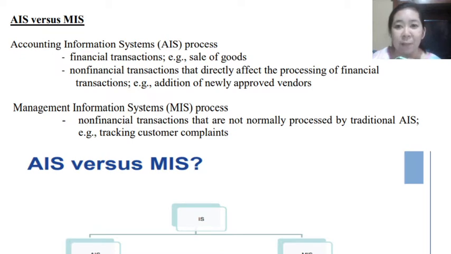Okay, so of course in our discussion in the previous video lecture, we've mentioned what accounting information system is. Basically, this is the process that involves the financial transactions. An example is sales of goods or purchases of inventory and the like. For the non-financial transactions, we only include it under the AIS if it directly affects the processing of our financial transactions. An example of this is addition of newly approved vendors, which will then be used later on as a source of our supplies or inventory. Here they directly affect the processing of our transactions in terms of purchases and other related accounts.